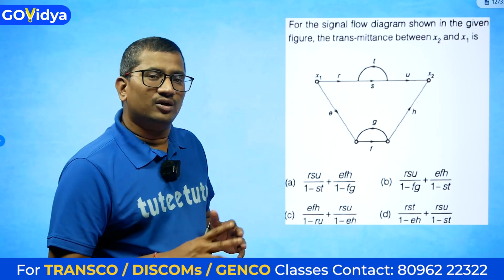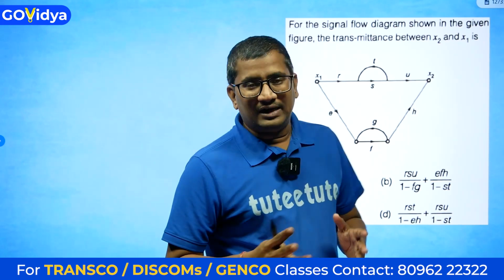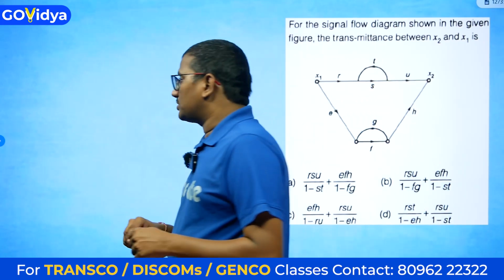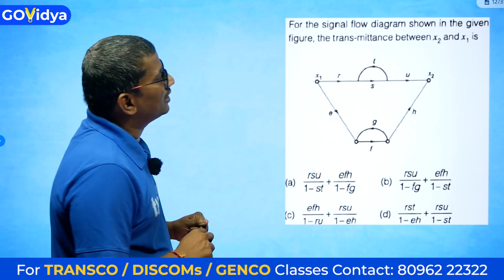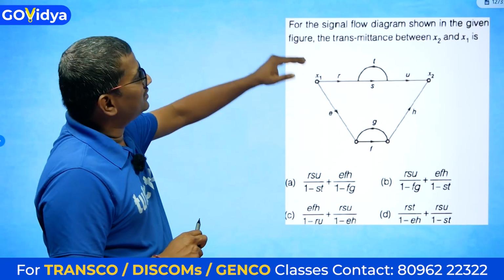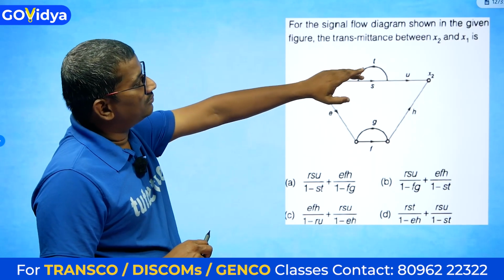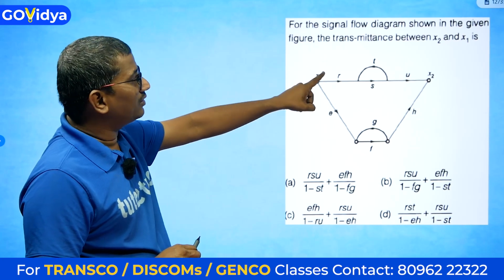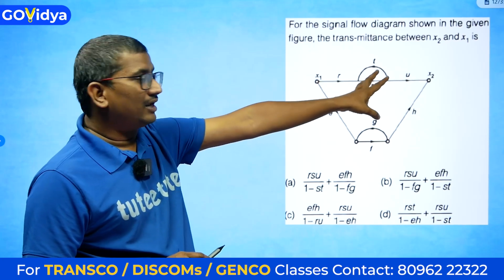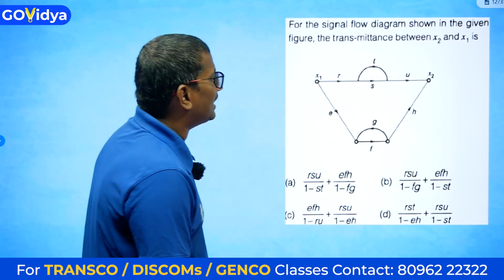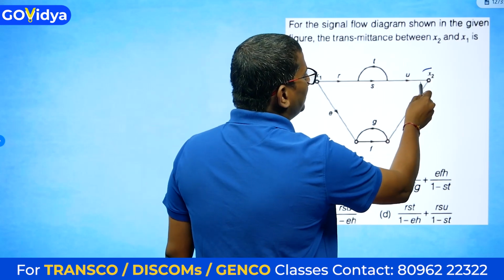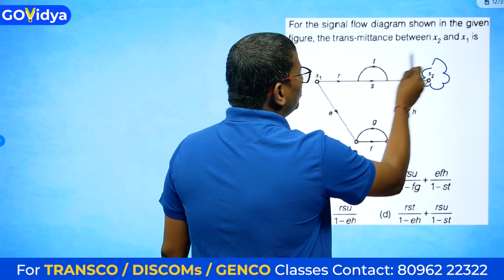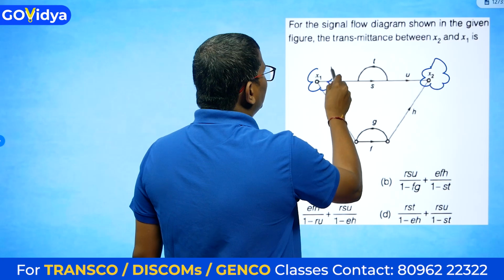So we have started already control systems. Now let us see the continuation of this control systems problems. If you see the question, what they asked for: the signal flow graph diagram is shown in the given figure, the transmittance between x2 and x1. So that means they are asking for the transfer function between x2 and x1.